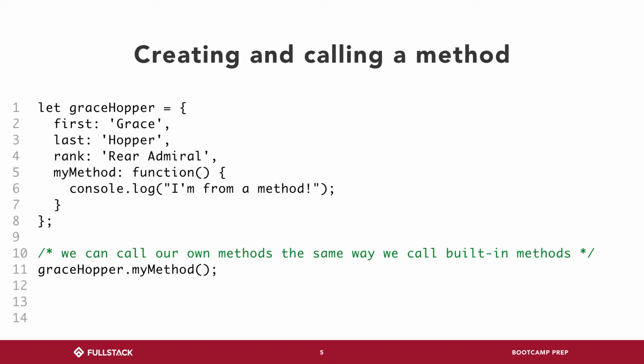So here we have the same object, but we've modified it to give it a method. A method, if you're looking for just a bare bones functional definition of what a method is, it is a function that is associated with a specific object. So here we have a property.